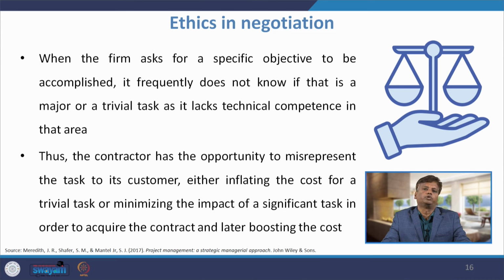So, the contractor has the opportunity to misrepresent the task to its customer, either inflating the cost for a trivial task or minimizing the impact of a significant task in order to acquire the contract and later boosting the cost. Here, the nature of the task may not be known to the other party. He may not be technically sound. So, you should not inflate the cost of the project just because the other person is not aware of that. We need to have ethics, whether the task is genuinely a simple task or a complex task. Based on that, you should go for costing.